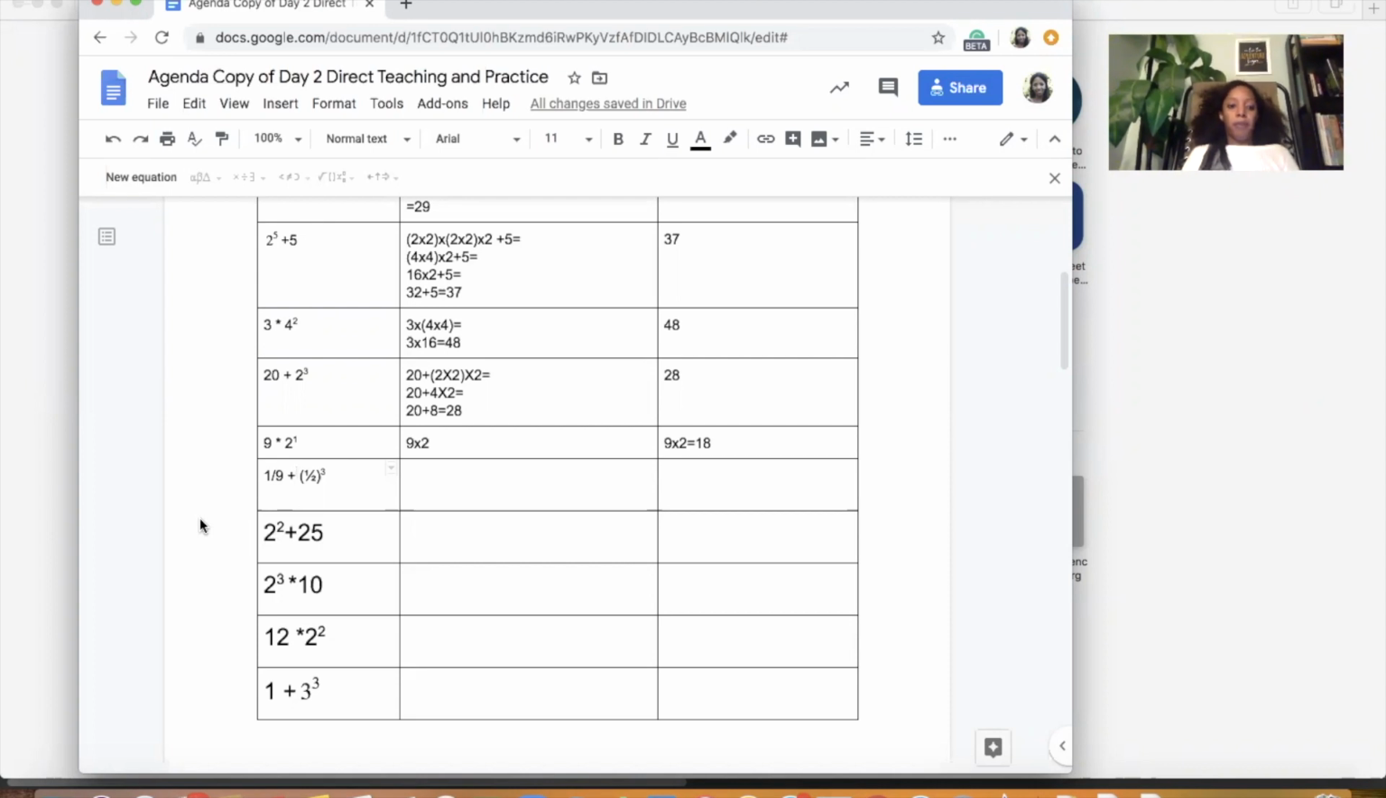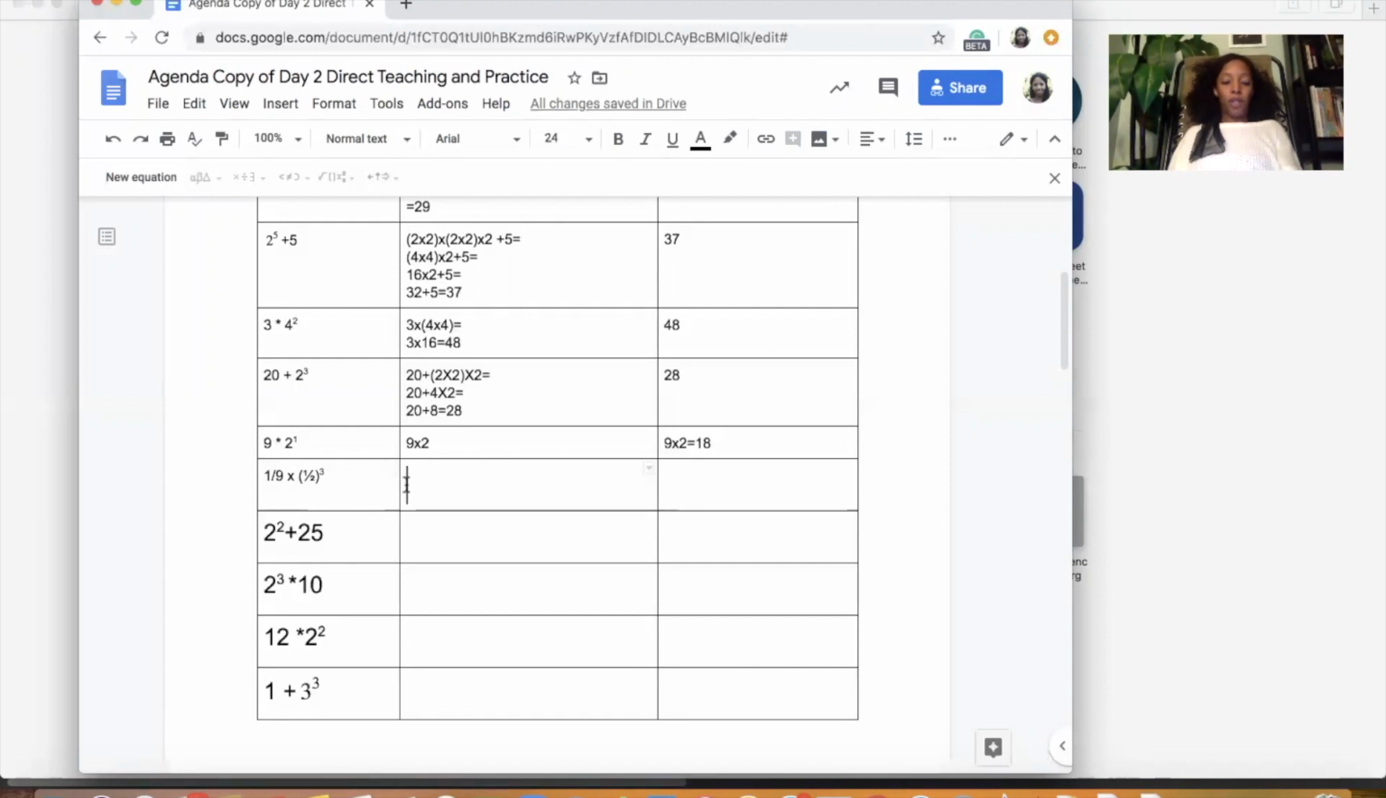So the next problem says 1/9 plus 1/2 to the third power, or 1/9 plus 1/2 cubed. What I'm going to do here is change that plus sign to a multiplication sign. The reason is that I don't want to get off track and have to reteach adding fractions. I'll save that for another video. I already know that we've worked on multiplying fractions and dividing fractions. So I'm going to switch that to a multiplication sign so we can focus on our problem here, which is evaluating the expressions.